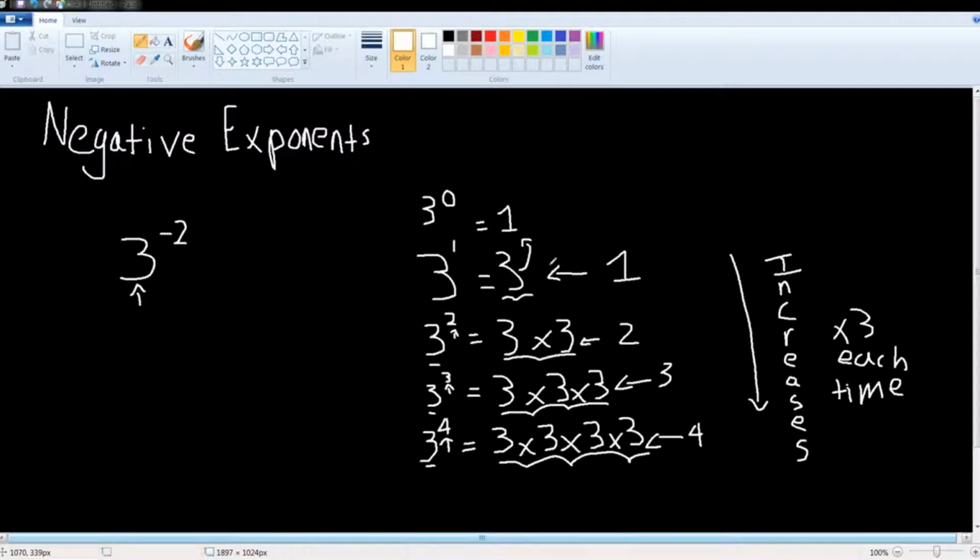Now here's where the negative exponents come in. If I have 3 to the negative 1, what do you think that would be? Well, that would be whatever the 0th power of 3 is, divided by 3. So we'll have 1 divided by 3, right? Let's see what 3 to the negative 2 is, the original example we had. If we look carefully at the pattern here, as we're going one way, we're multiplying by 3, and if we're going the other way, we are dividing by 3 each time.